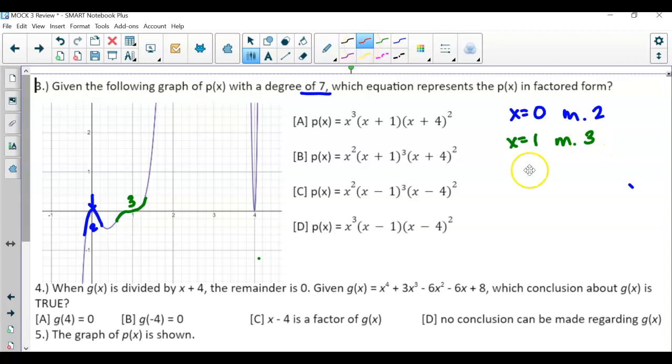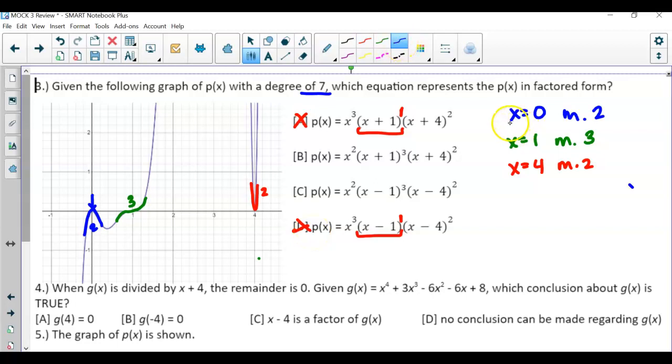Then we also have a third one, x is equal to 4. And notice how this is also bouncing right off of it, showing a multiplicity as well of 2. So that means here all 3 of our roots have an exponent. So I'm going to mark off A because see how here it's saying that this has an exponent of 1. So I'm going to mark off A as well as D. Because again, if it's by itself, it's saying I have an exponent of 1. So it's got to be B or C.